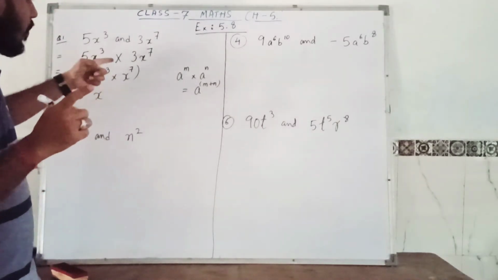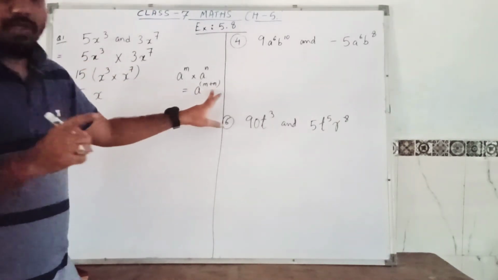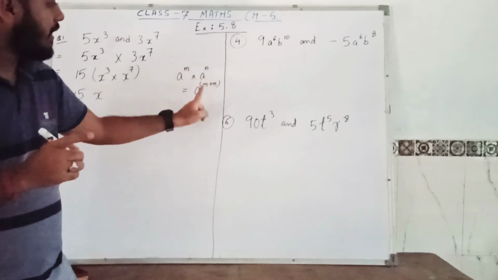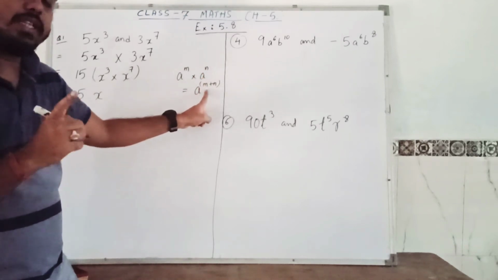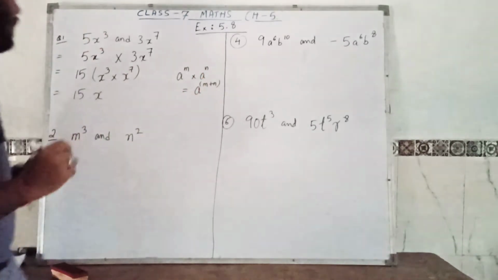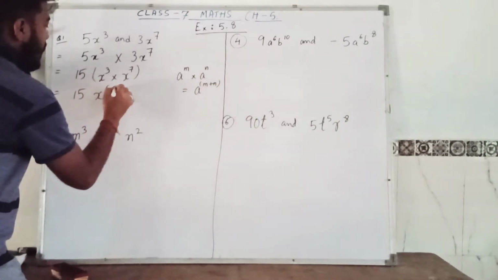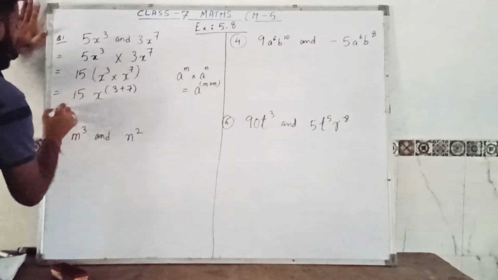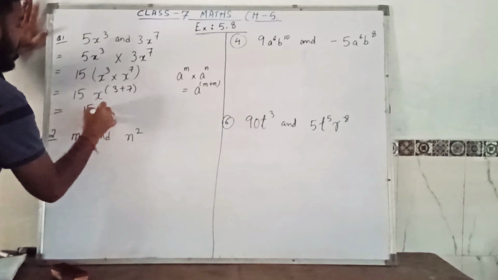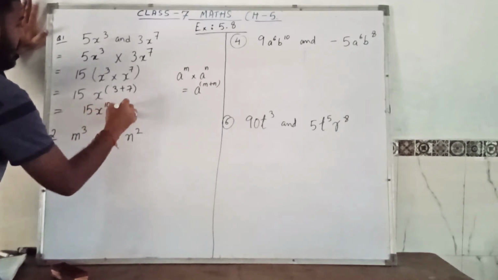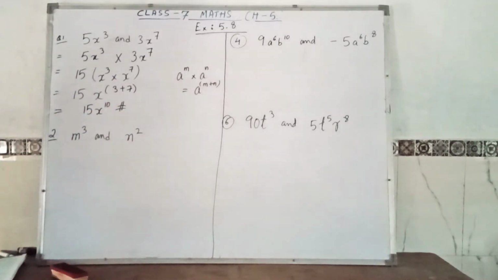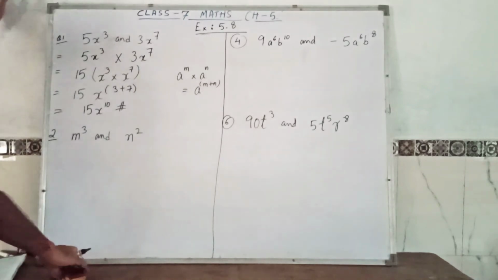What happens to the power? They get added up. We have seen this in the classroom, correct? So the powers will get added up here. 3 plus 7. Okay? So what is our solution? 15 x to the power 10. Understood? Let us see number 2.